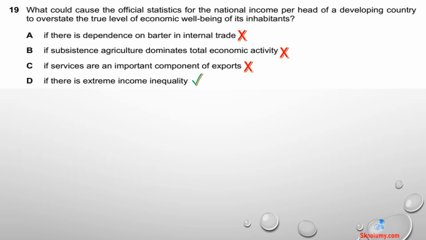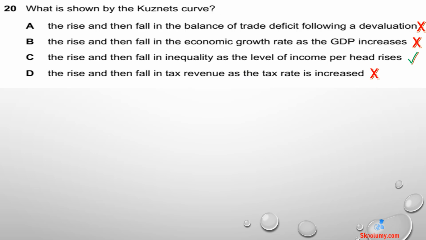Question 19. What could cause the official statistics for the national income per head of a developing country to overstate the true level of economic well-being of its inhabitants? The correct option is D, if there is extreme income inequality. National income per head is the average income in the country. It could be used to measure the living standard or economic well-being of the populace. However, national income per head could be high even though the bulk of the income is concentrated in the hands of a few people.